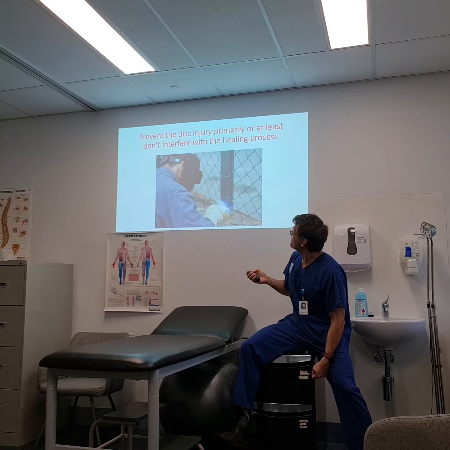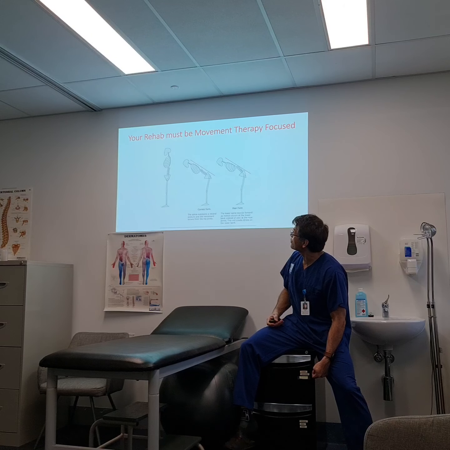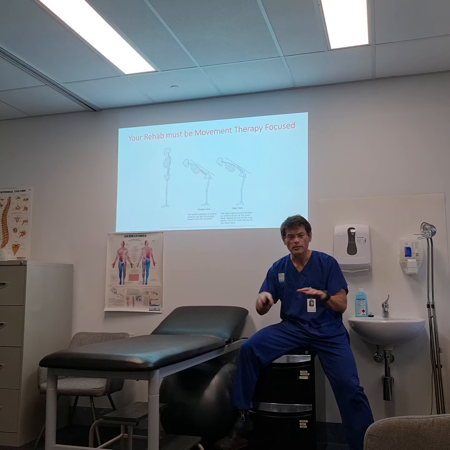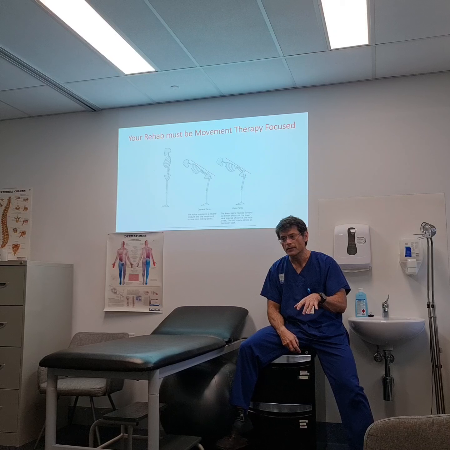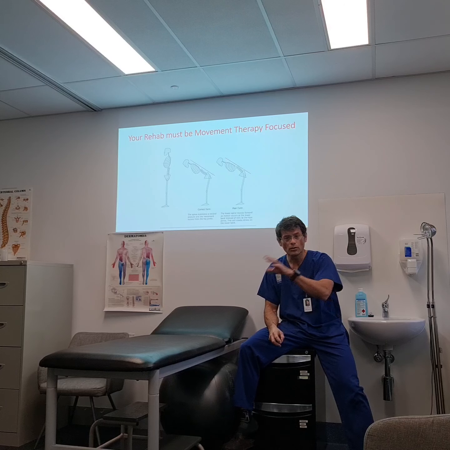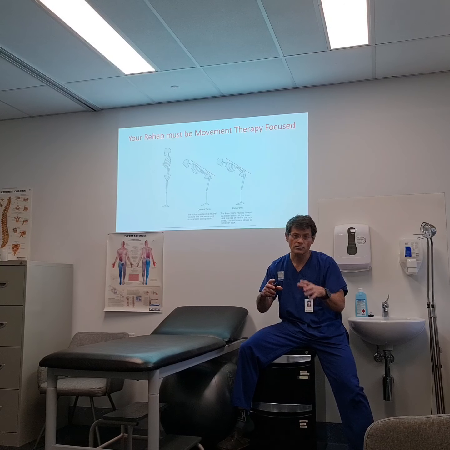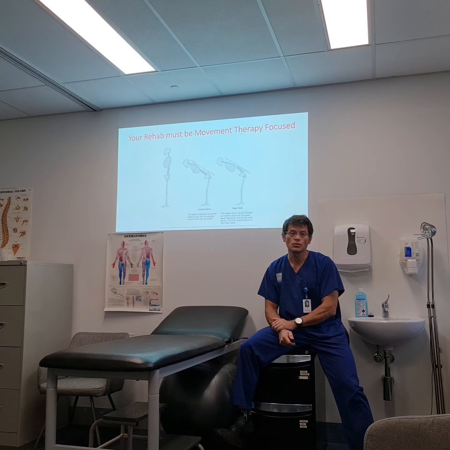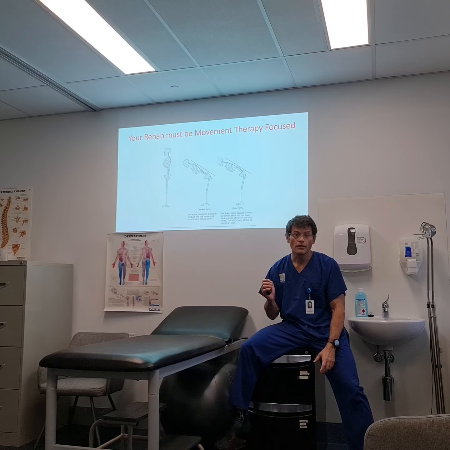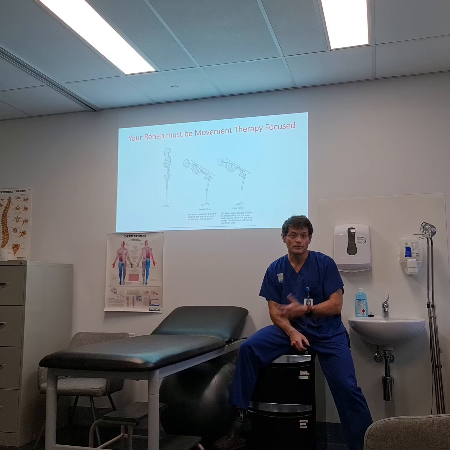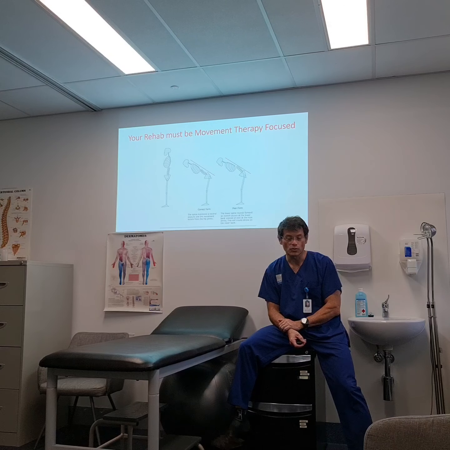And that's why your rehabilitation must be movement therapy focused, with that as the primary foundational element. If you want to do other things alongside functional movement therapy, like core strengthening, massage, stretching, hydrotherapy, that's absolutely fine. But if you do all of those things and you don't actually have functional movement therapy as the centerpiece, then there's a very high chance that you're going to continue to prevent or inhibit the healing process for the damage to your chain wire fence, or your more anatomically correct term, your annulus fibrosis, okay?